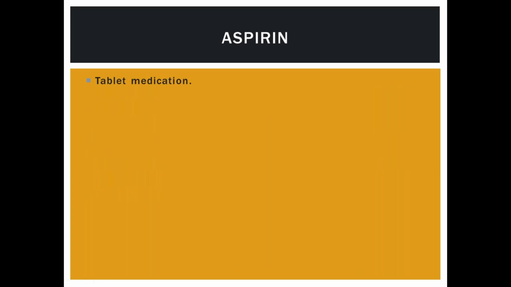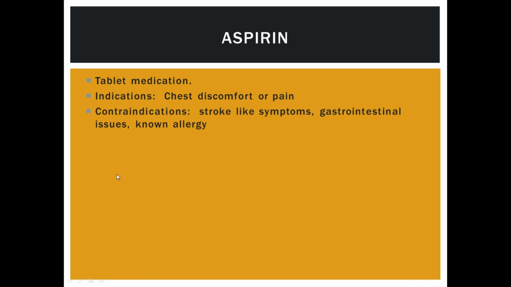Aspirin is a tablet medication, and just like our oral glucose and our activated charcoal, this is going to be taken via ingestion route. Indications is going to be chest discomfort or pain. And again, aspirin is going to correlate to our cardiovascular pain in nature. We're not going to be giving aspirin to anybody who's got some type of pain. It's only designed and made for chest discomfort or pain when we're looking at the EMS scope of practice.